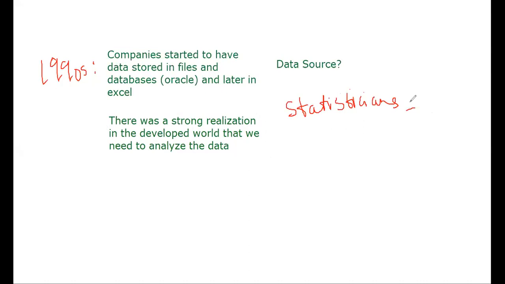Statisticians were doing research in mathematics and statistics, all about box plots and normal distribution plots, Poisson distributions. All of this started like 200 or 300 years ago. So the field of statistics was very well developed. I think it was the only field that was well developed at that time. And statisticians were used to analysis already in the 1960s and 70s. They knew that the data could be analyzed according to these things, but there was no tool to do it. So there was a strong realization in the developed world that we need to analyze the data.